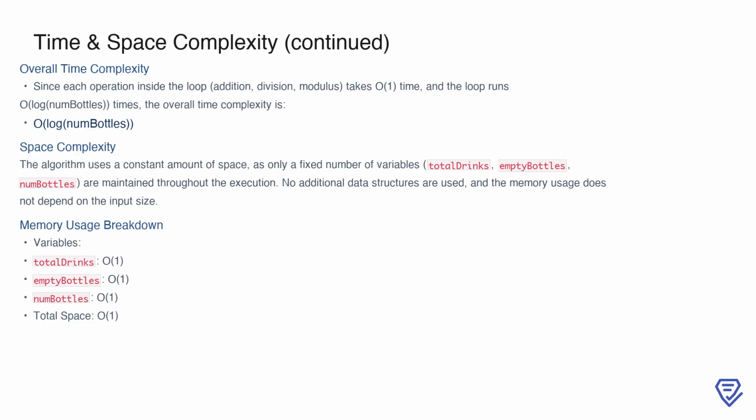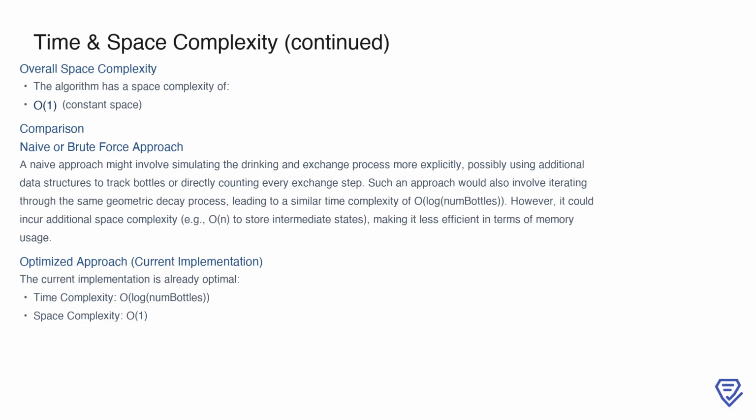These include totalDrinks, emptyBottles, and numBottles, all of which require constant space. No additional data structures are introduced, meaning the memory usage does not grow with the size of the input. When we break down the memory usage, each variable, totalDrinks, emptyBottles, and numBottles, requires O(1) space. Therefore, the total space complexity is O(1). The overall space complexity of this algorithm is constant, or O(1), as we've seen.